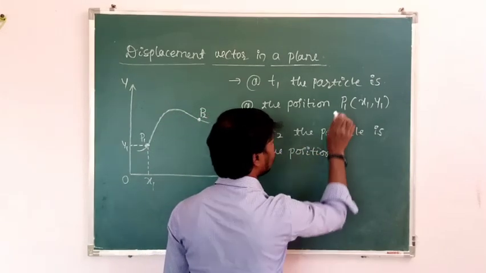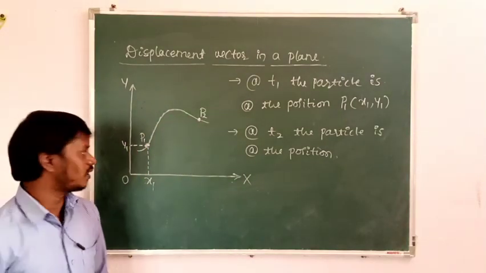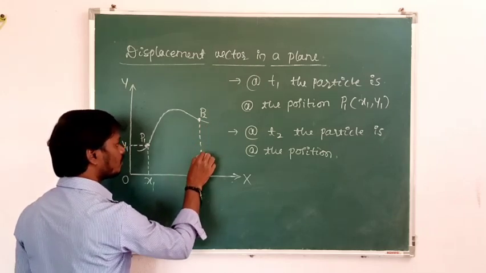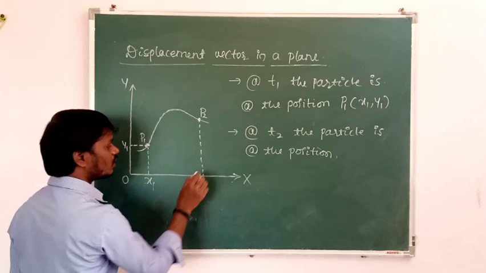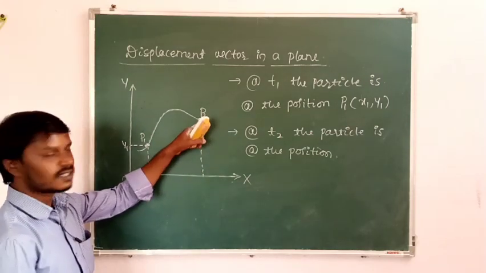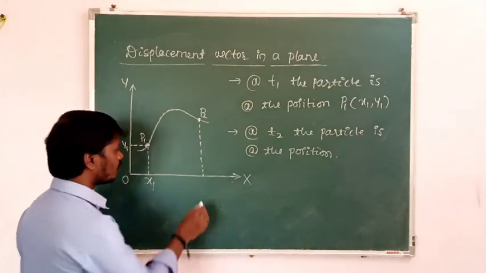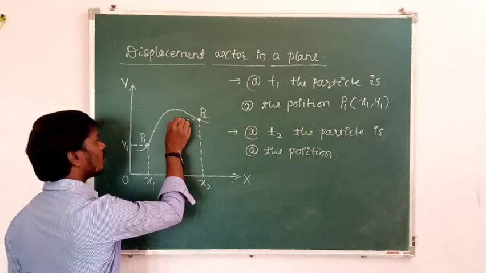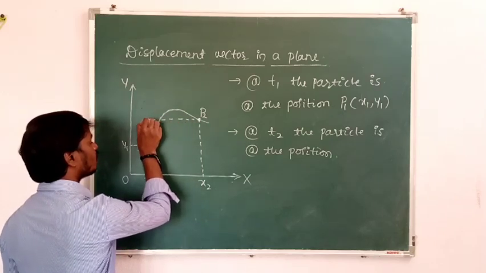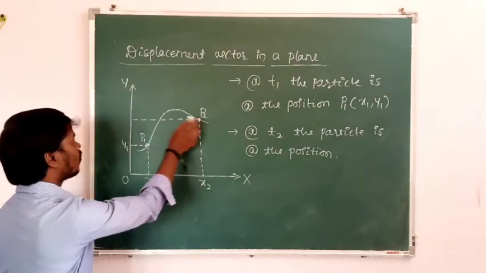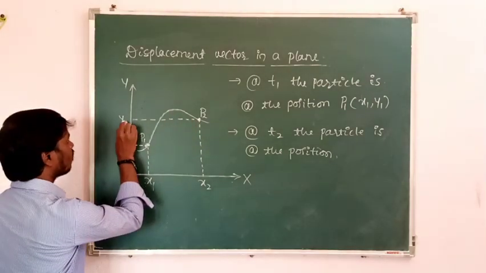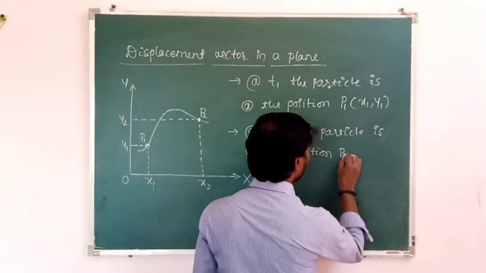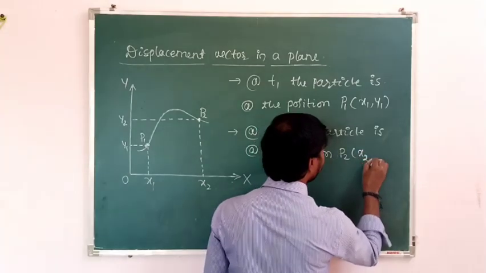In order to specify p2 we need how many coordinates? 2 coordinates. What are those? Let us draw the perpendicular line from p2 to the x-axis. We will get the position of the particle along the x-axis when the particle is at p2 in a plane. Then it is x2. And in order to find the position of the particle along the y-axis when the particle is at p2, we draw the perpendicular line from p2 to the y-axis, then we will get y2. So the coordinates of p2 are x2 and y2.